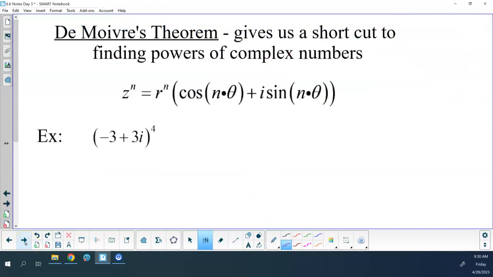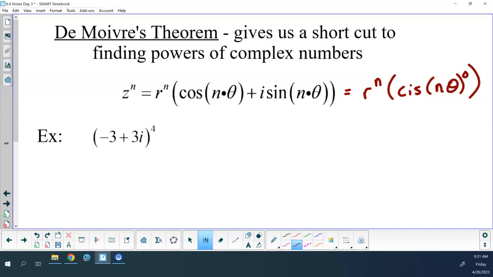And De Moivre's theorem says that if you are taking a complex number in trig form, it's got to be in trig form, it can't just be in standard form, then you take that power and apply it to your r value. So you've got r to the n out front. And then you take that power and multiply it by your theta. That will always happen. So this would also be r to the n power, and that's going to happen all of the time.